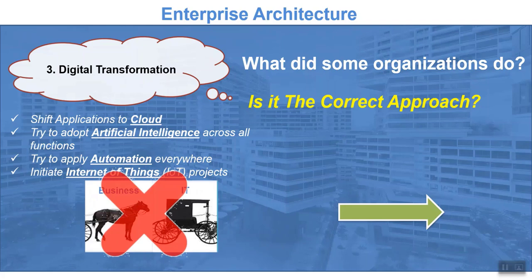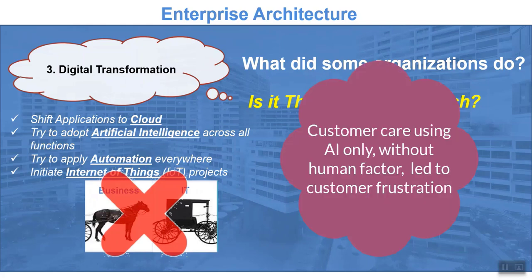So for example, applying artificial intelligence in a customer care center, having all the customer care responses using AI bots and eliminating the human factor completely. This causes extreme frustration for the customers who are calling because some inquiries cannot be answered by the AI bots. I've seen cases where the IT department was extremely happy because they removed the human factor. On the other hand, the business side was crying because customers were not happy.